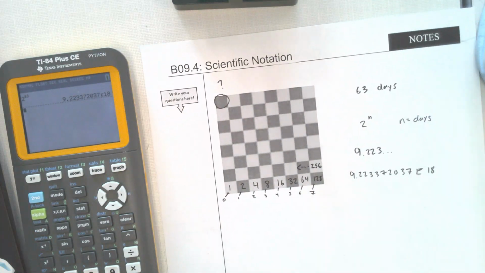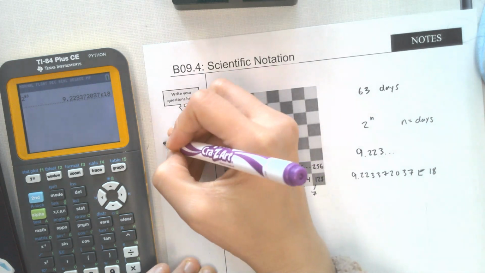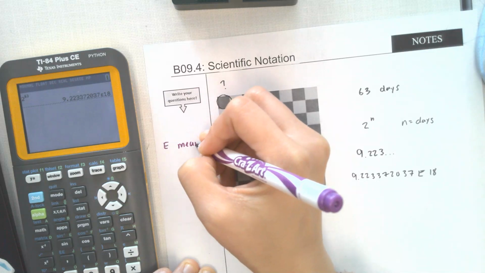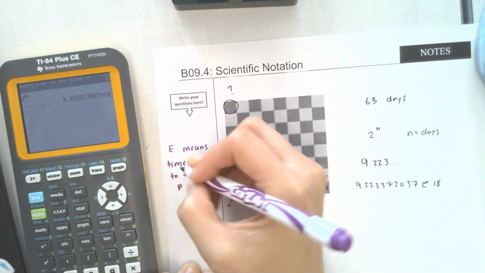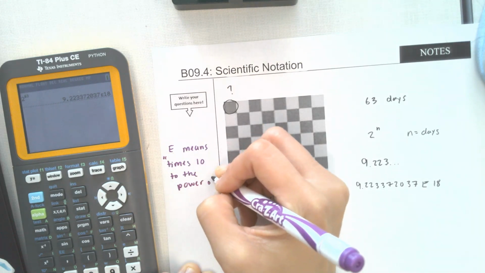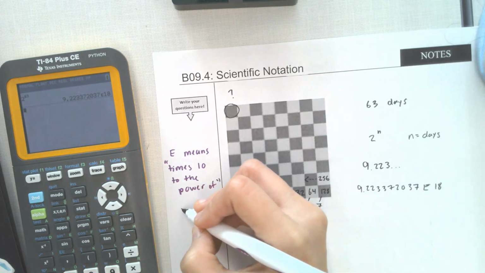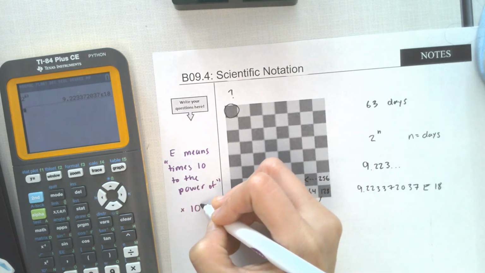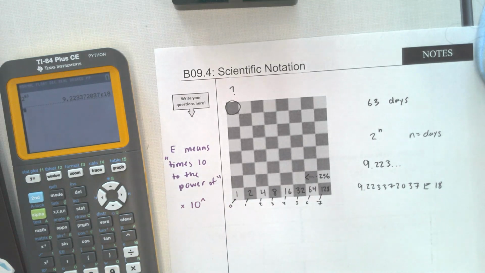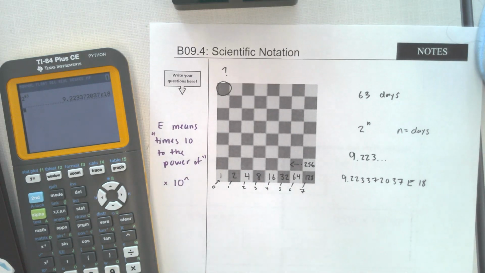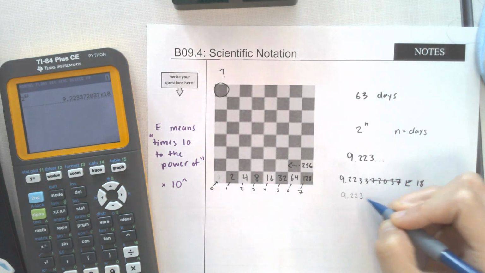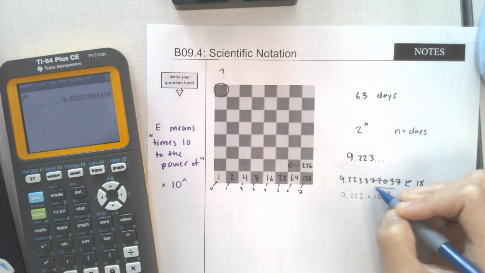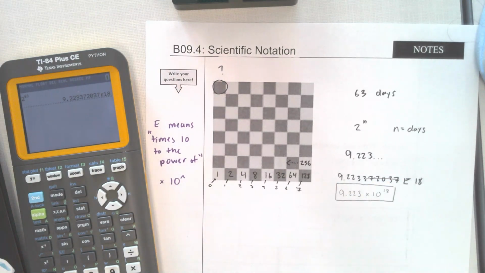This is the calculator's scientific notation. So e means times 10 to the power of. Like on a computer, you could use the caret symbol for power. We like to round to 3 decimal places, so let's write this as 9.223 times 10 to the power of 18. That's how much rice we're going to have on that 63rd day.